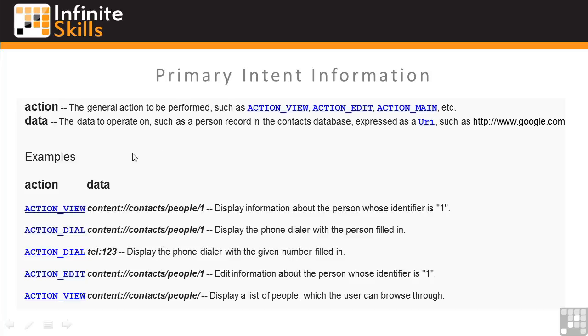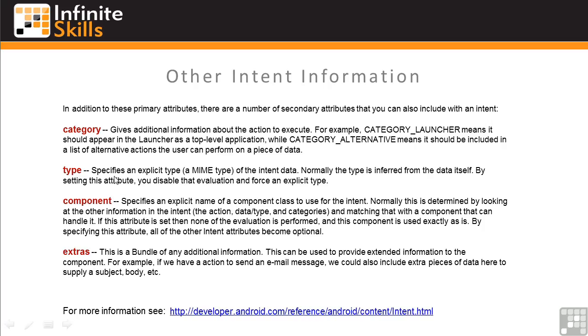A few other examples of action and data pairs are shown in this graphic, such as an action view with a contact information URI, as shown here. And we'll see how this information is used in an example later in this lesson. There's other information that can be included in an intent as shown in this graphic: category, type, component, and extras. And this information shown here on this graphic is taken from the developer's website at the link shown here. We'll explore these intent information types as needed in future lessons. For now, we'll focus on the basics.